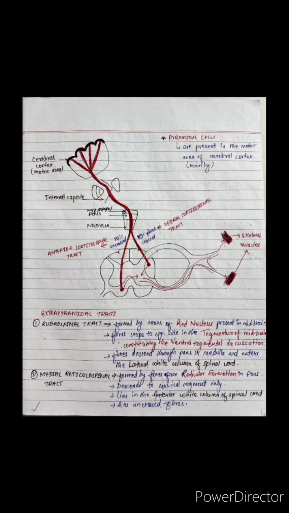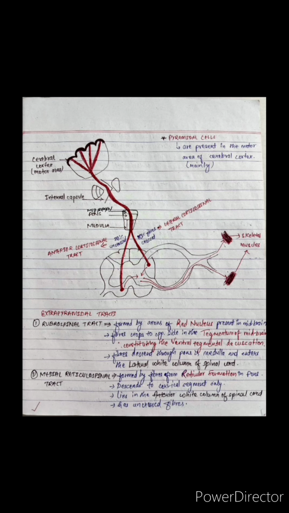Extrapyramidal tracts. Number 1. Rubrospinal tract. It is formed by the axons of the red nucleus present in the midbrain. Its fibers cross to the opposite side in the tegmentum of the midbrain, constituting the ventral tegmental decussation. Fibers descend through pons and medulla and enter the lateral white column of the spinal cord.